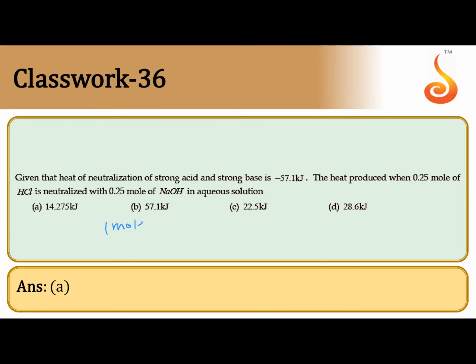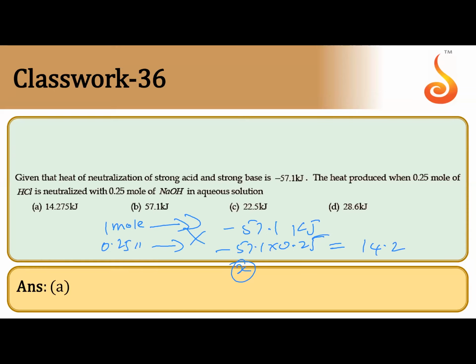1 mole of neutralization gives minus 57.1 kilojoules. So therefore, 0.25 moles will give minus 57.1 into 0.25 moles. It's something like cross multiplying this to find x. Multiply this, you're going to get approximately minus 14.2 kilojoules. That's option A.